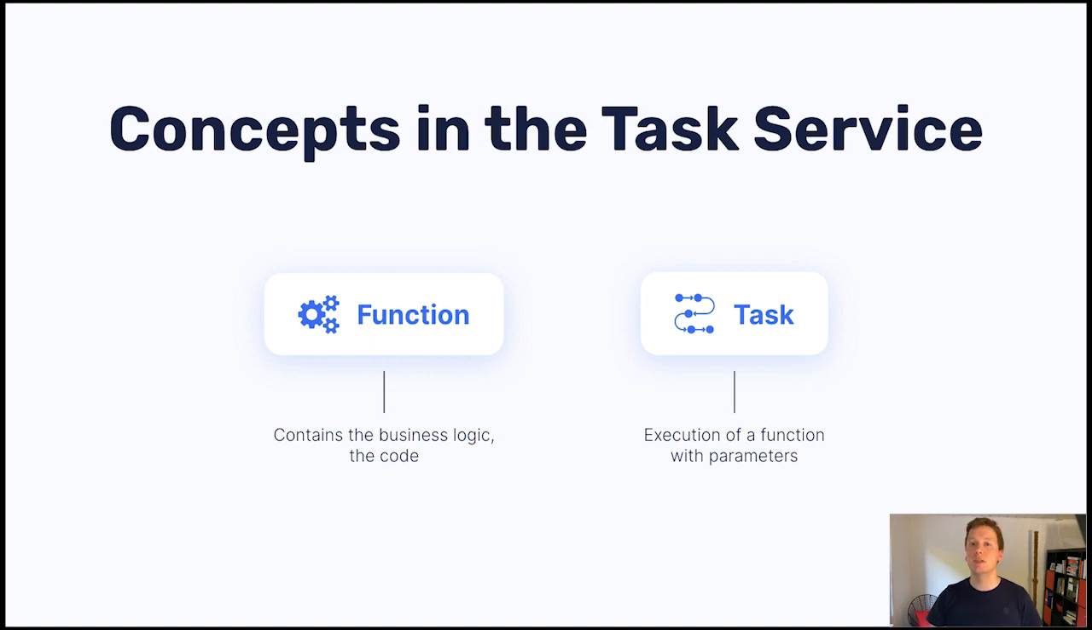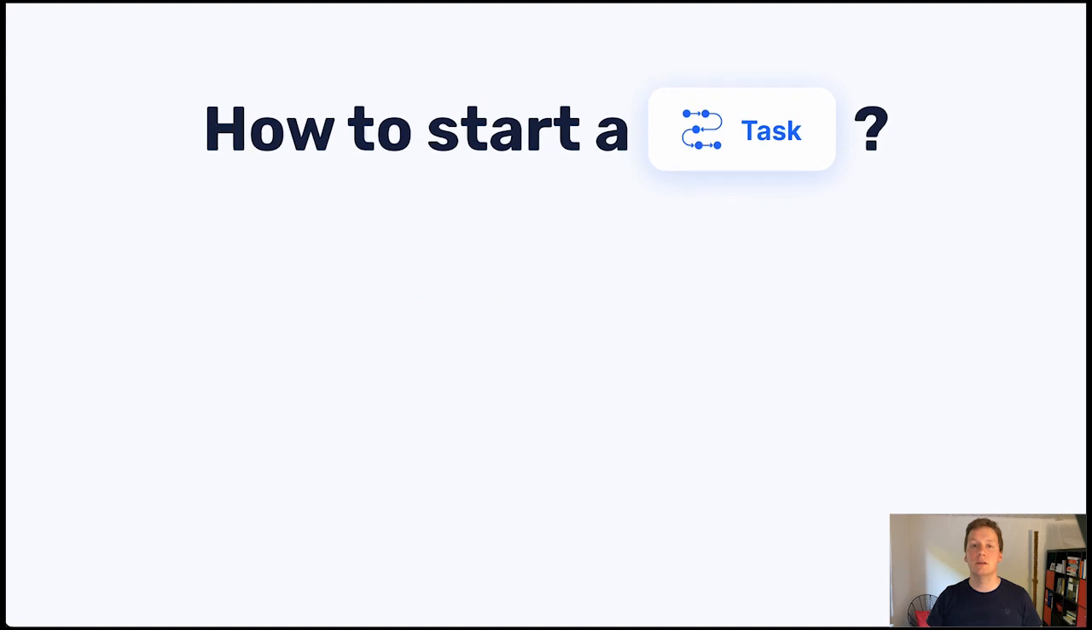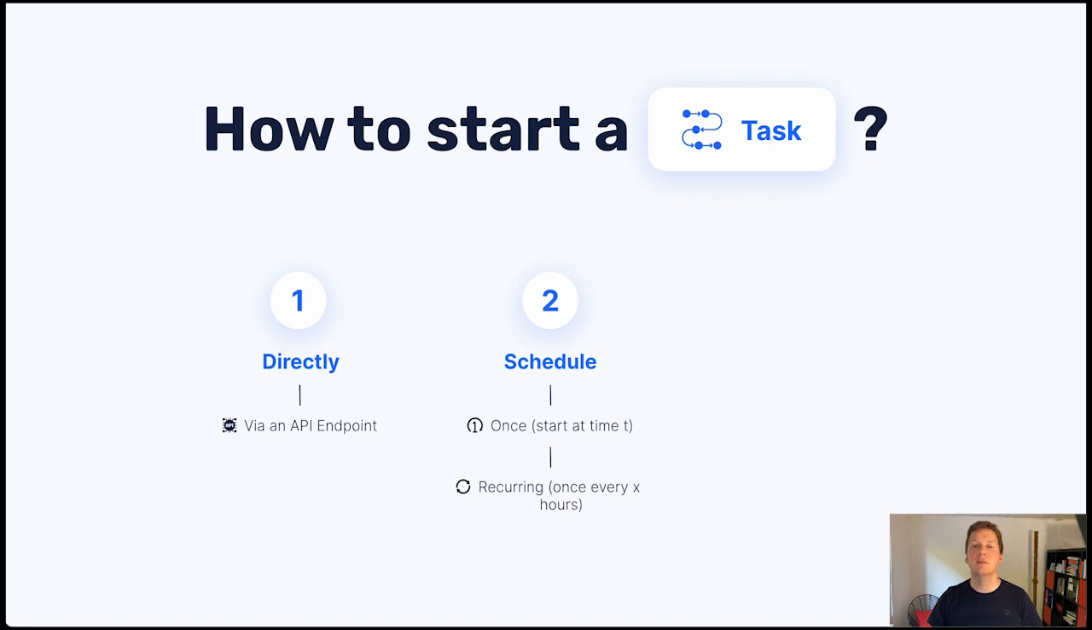The next question is, how do we start a task? Here, the task service provides us with a lot of flexibility. We can execute a task directly by calling a REST API endpoint. We can also execute a task on a schedule. We can schedule a task once, meaning it will be scheduled at a specific point in time. Or we can schedule a recurring task. Then the task will run every X hours.